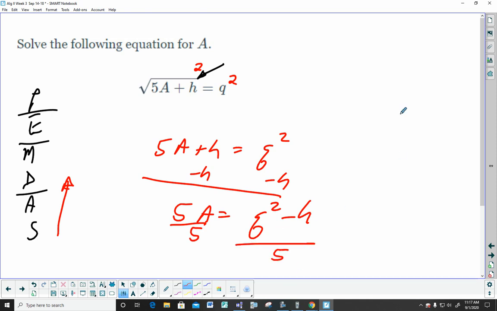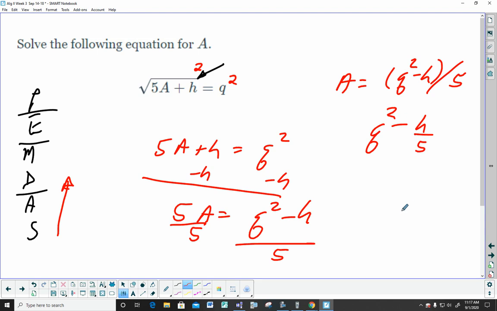When you go to type that in Delta Math, there's currently no parenthesis there, but you're going to need to write one. You're going to need to go q squared minus h in a parenthesis, divide 5. If you don't, the only thing that's going to be divided by 5 is the h, if you don't put the parentheses. Okay?